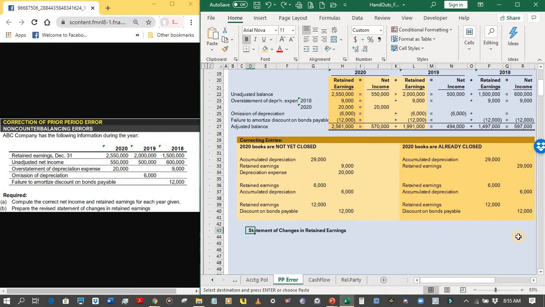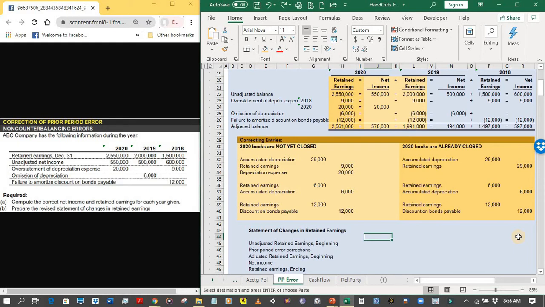So to start, the first line item would be the unadjusted retained earnings beginning. Then, the effects of the prior period error correction. Then after the adjustments is the adjusted retained earnings beginning. Then since we have no dividend payments, we only have net income. Then after we add the net income, this will be the retained earnings ending.